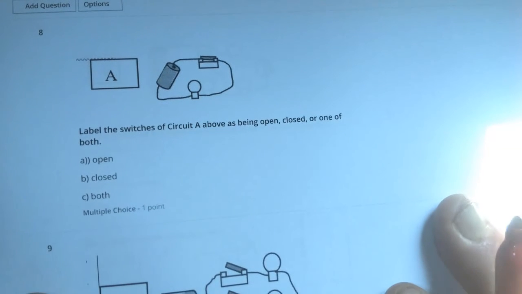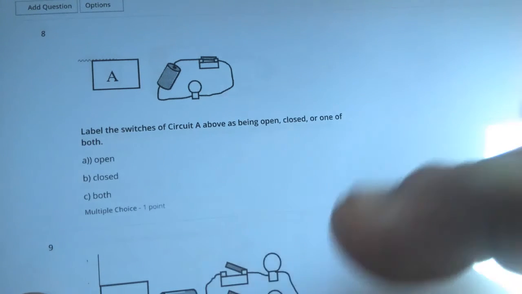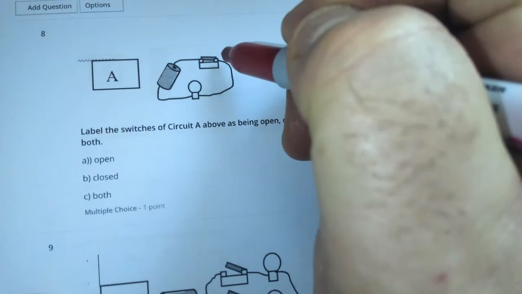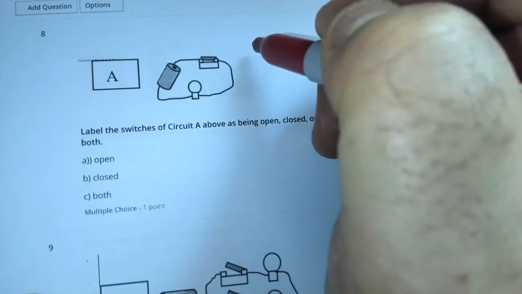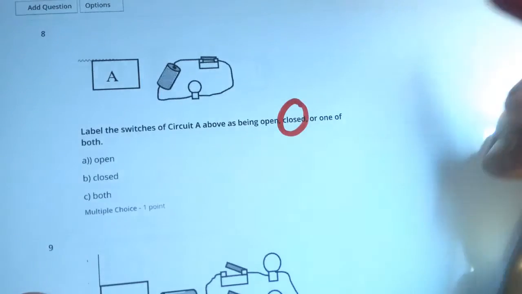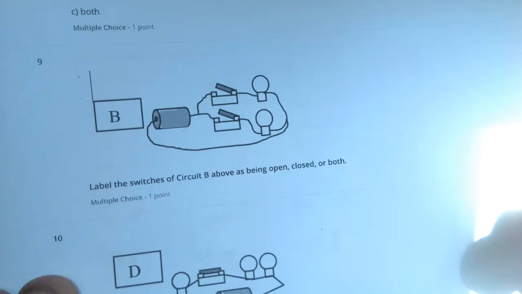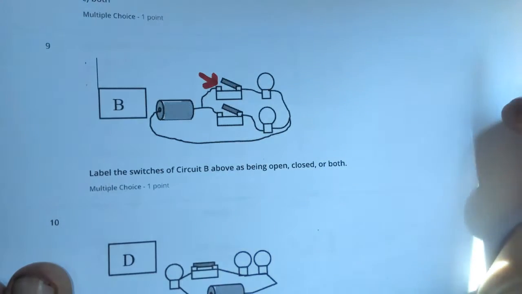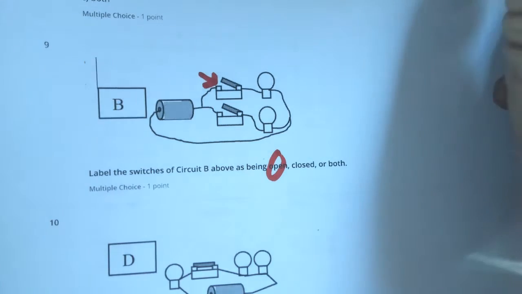Number 8. Label the switches in circuit A as being open, closed, or one of both. The switch here is shown so that the knife is touching both terminals. There is not any gaps there. Everything is closed up tight. Number 9. Label the switches as being open, closed, or both. We can see an open gap here between the knife and the terminal. So these are open switches. This is in the off position. No current is flowing through those switches.